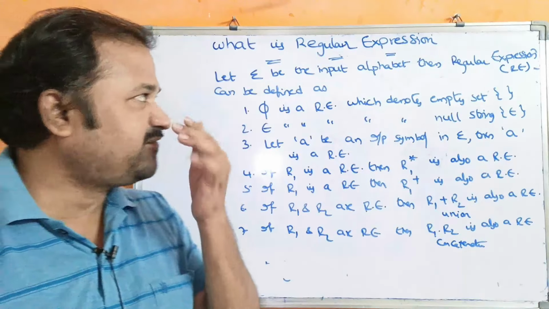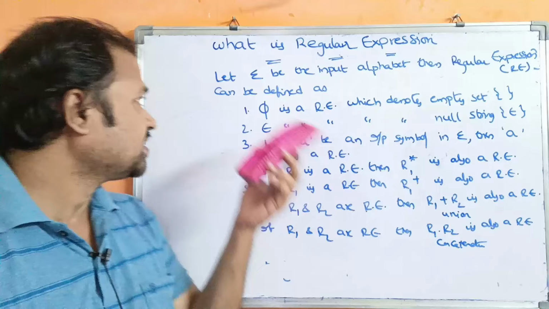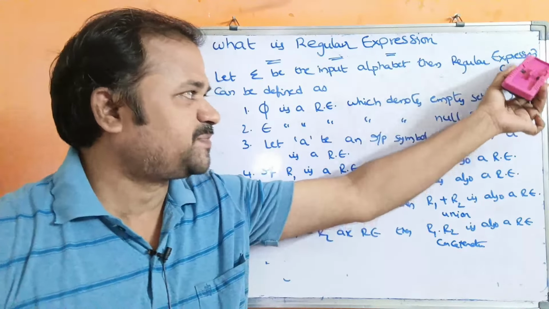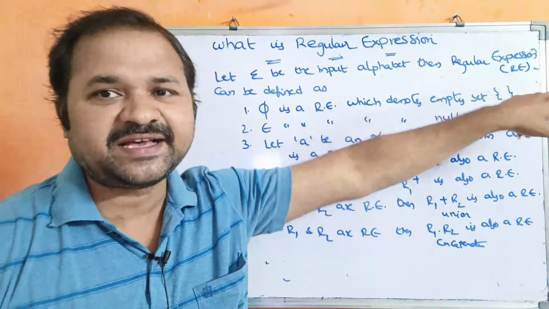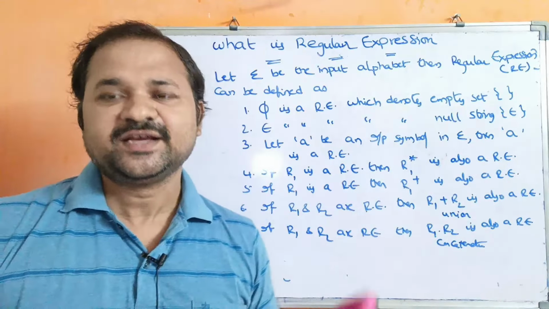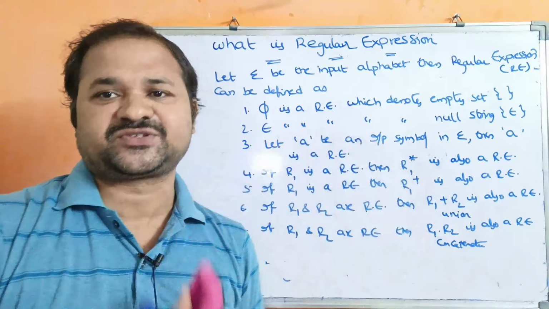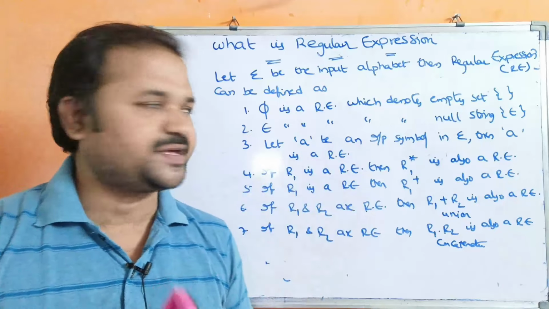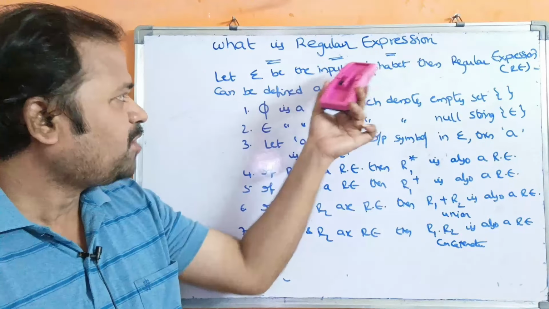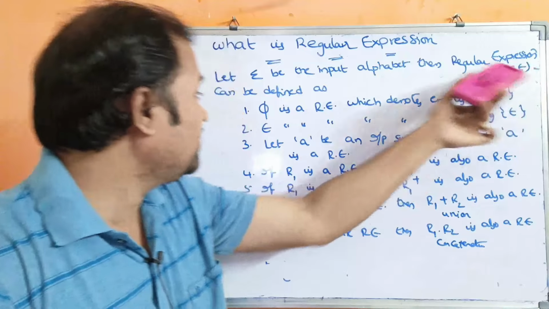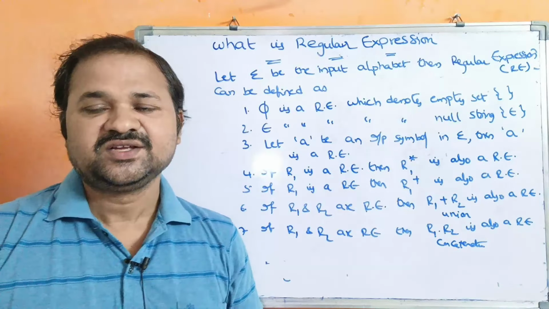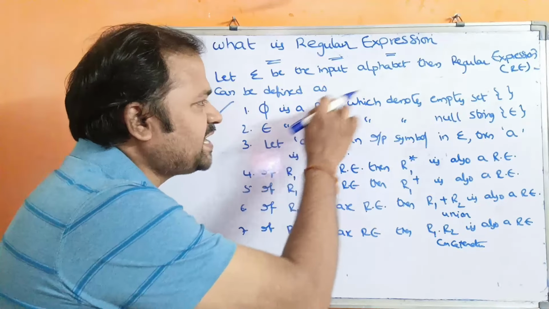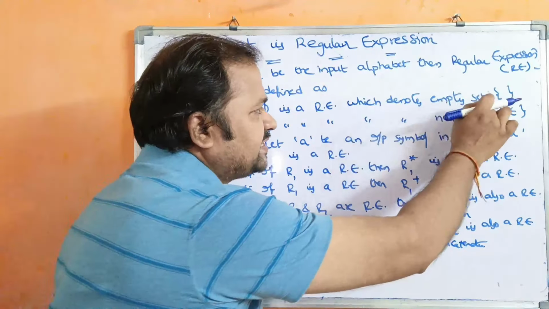Now let us see the definition for the regular expression. Let sigma be the input alphabet, then the regular expression, in short we are calling it RE for space constraints. In the examination you can write regular expression also. Here, for space constraints, in place of regular expression I am writing RE. Let sigma be an input alphabet, then the regular expression can be defined by 7 points. The first point is: phi is a regular expression which denotes the empty set.